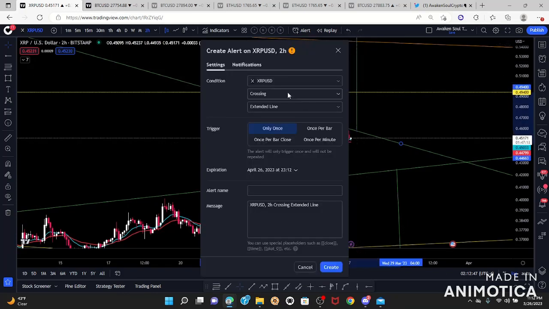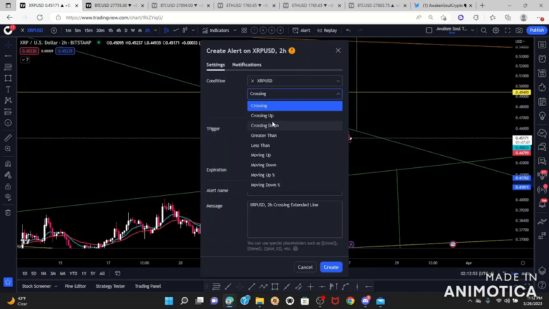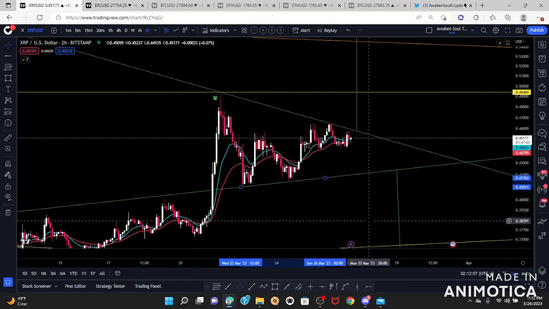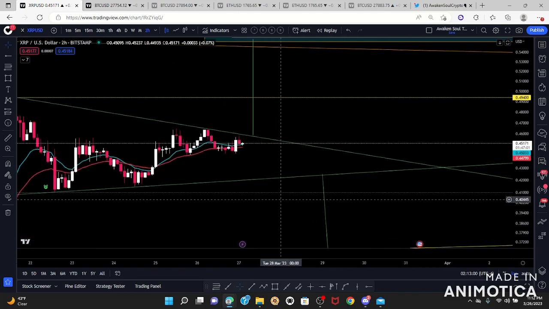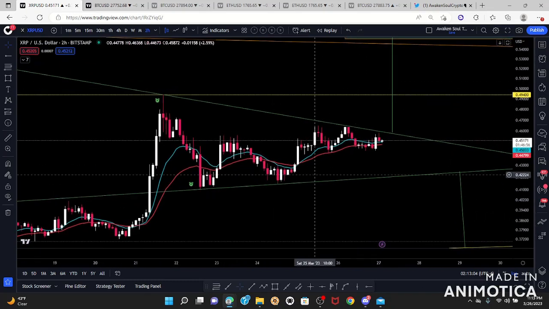So we're gonna set cross up, and this would be cross down. And the alarms don't mean to come in and take a trade. It means to come in and assess your chart before you jump in. Okay, so just visualizing the charts right here.